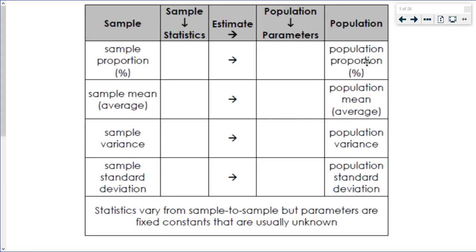Now, here is where we're going to start to get into some of the symbols. Okay, guys, there's lots and lots of symbols. If you look at this table, you can try to replicate this in your notes. All of the things on the left-hand side are statistics about samples, and what they are trying to estimate is parameters about populations. These are estimates of what the true value is, but as it says down here, statistics vary from sample to sample, but parameters are fixed constants that are usually unknown.